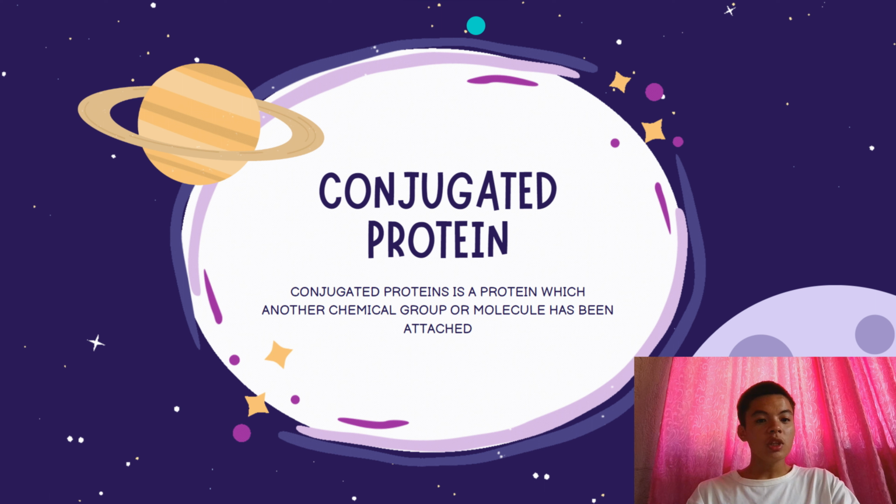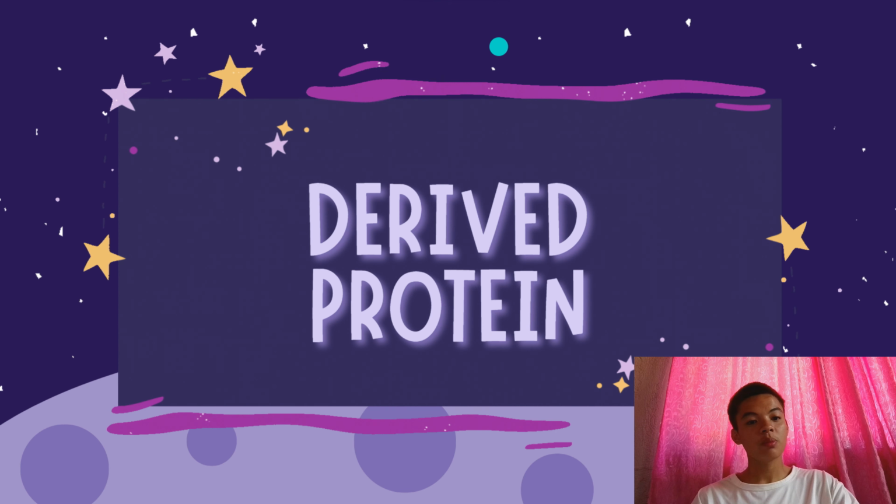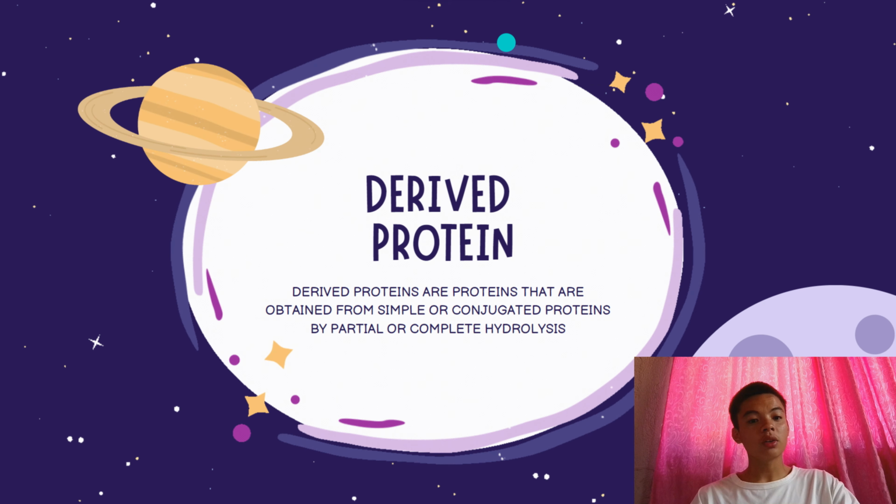While conjugated protein is a protein to which another chemical group or molecule has been attached. And last, derived protein, or proteins that are obtained from simple or conjugated protein by partial or complete hydrolysis.